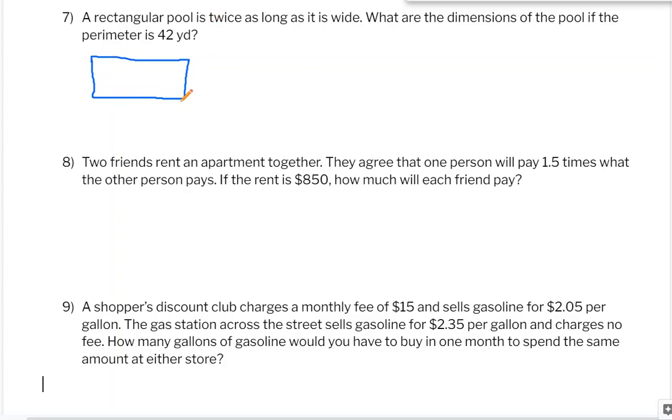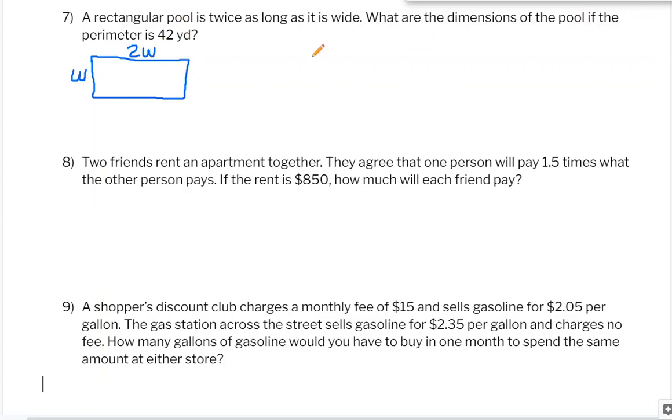So it says it's twice as long as it is wide. So let's say this is my width, right? And then this is my length. So if it's twice as long as it is wide, that means my length is twice my width, right? So I have my width and I have twice my width. Okay, so then I want to find the perimeter. The perimeter is 42 yards.